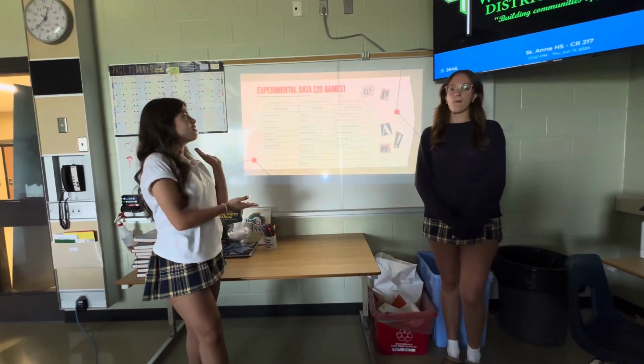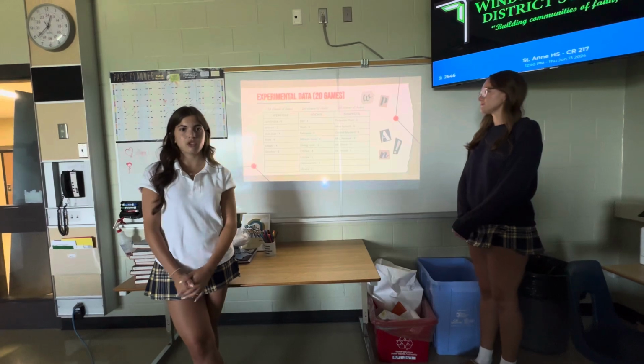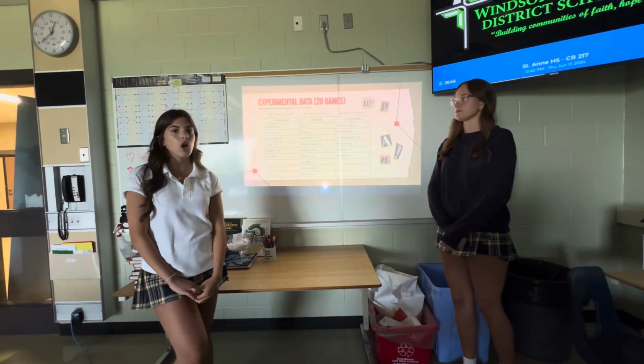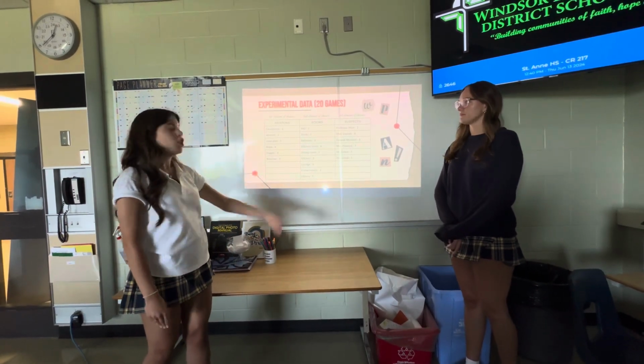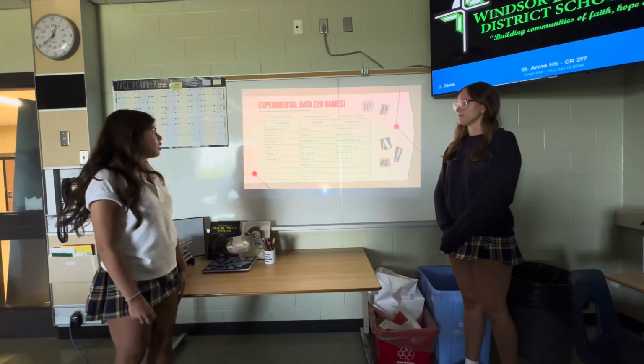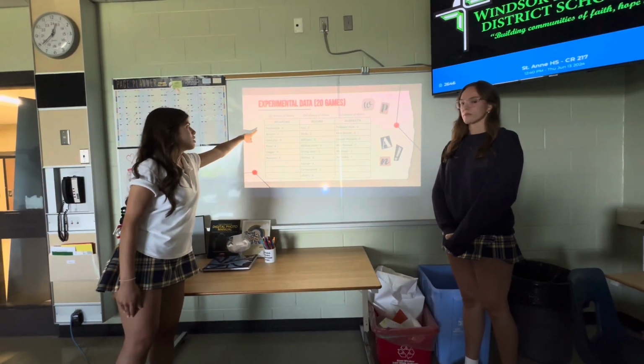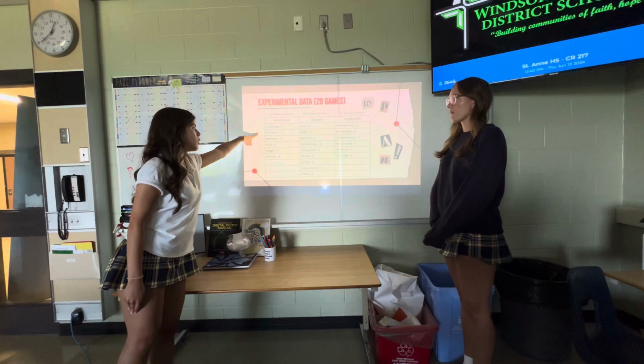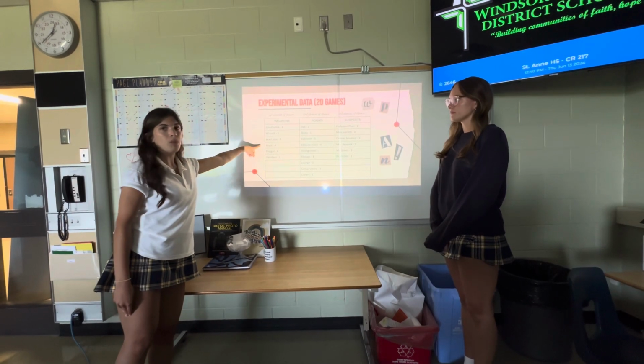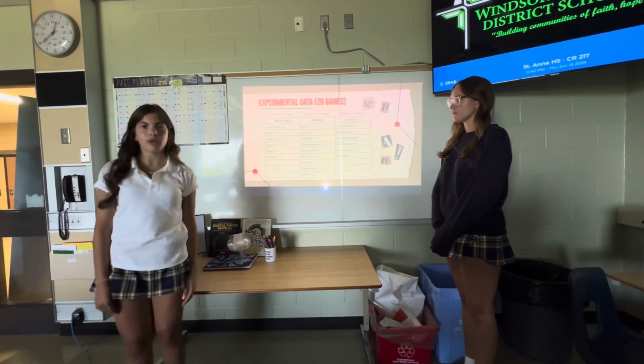So here's our experimental data, and we did this based off 20 games. The first element of chance we did was based on all of the weapons. After 20 rounds, we concluded that the candlestick was the murder weapon 6 times, the wrench was 1 time, lead pipe 3, rope and the dagger were 4, and the revolver was twice.